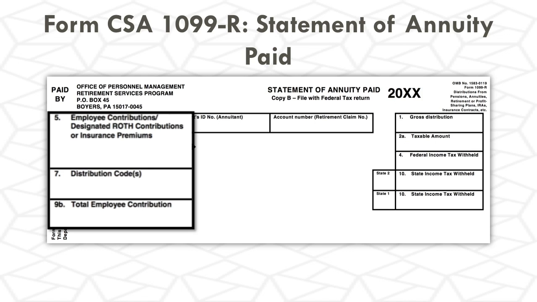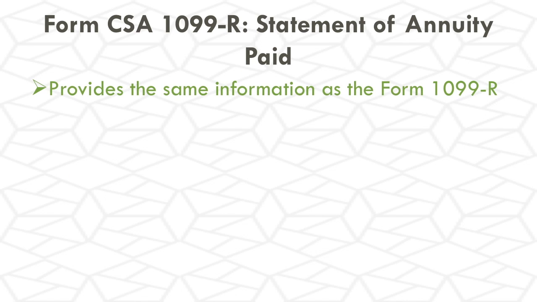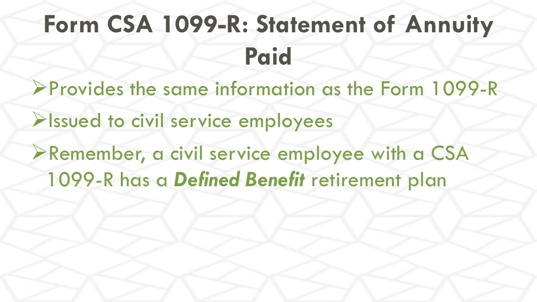In general, anything that you see on the tax form needs to be transferred into the tax software to the appropriate box. So as I mentioned, this form, the CSA 1099-R Statement of Annuity Paid, is going to provide the same information as the Form 1099-R, but these are going to be issued to civil service employees. Now, if you'll remember, as I mentioned before, many civil service employees will have defined benefit retirement plans, so just keep that in the back of your mind. And we're going to talk about why that's important in a moment.